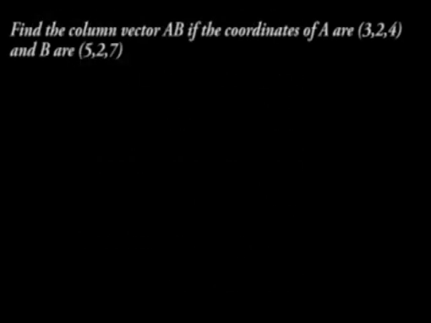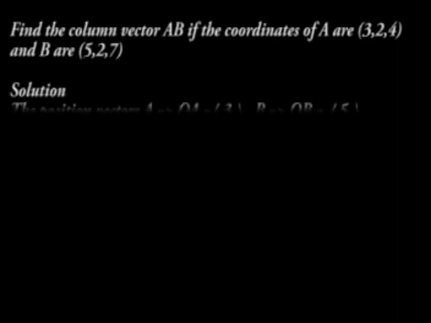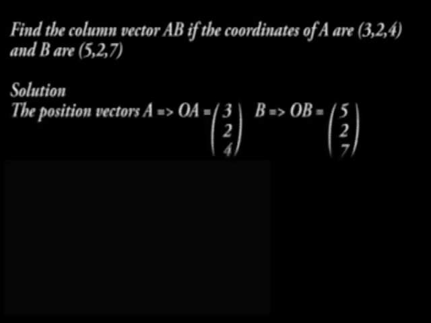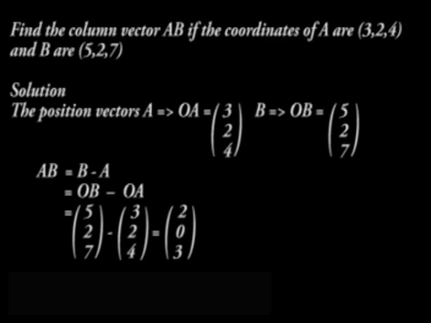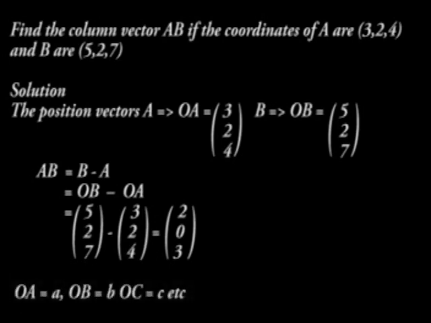For example, find the column vector AB if the coordinates of A are (3, 2, 4) and B are (5, 2, 7). In our solution, the position vector of point A is OA equal to (3, 2, 4), and that of B is OB equal to (5, 2, 7). AB is equal to B minus A, which is equal to (2, 0, 3). The vector is denoted using small letters, that is, OA is a, OB is b, and OC is c, etc.